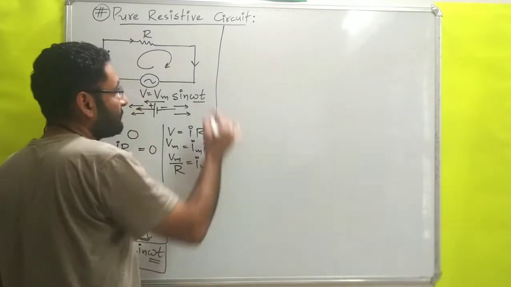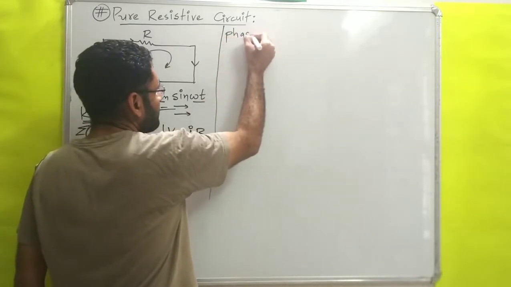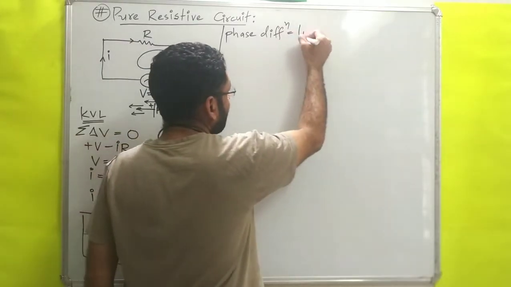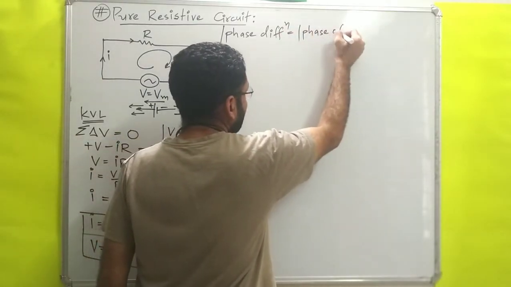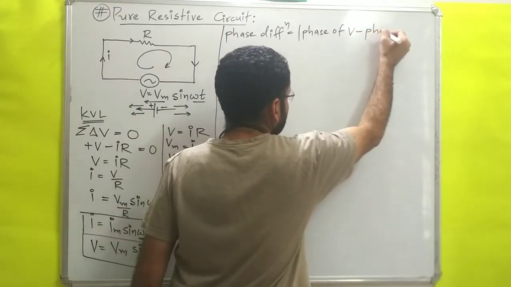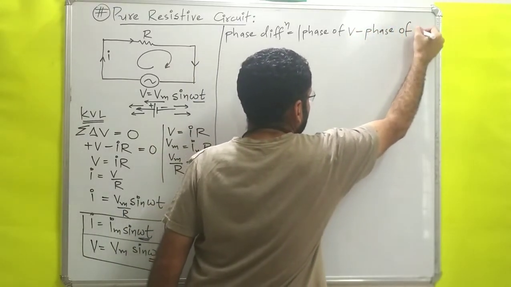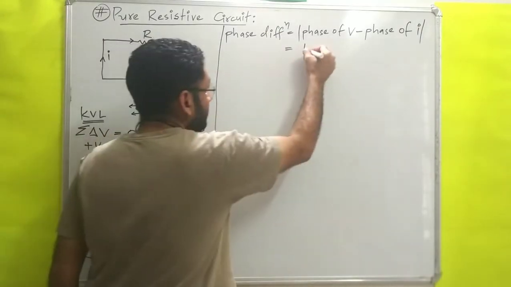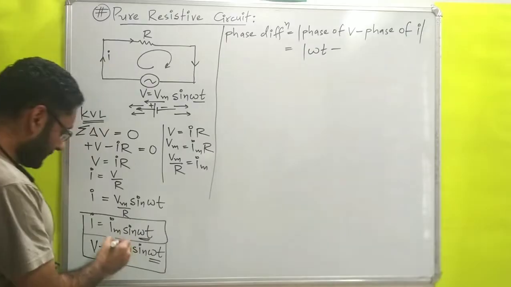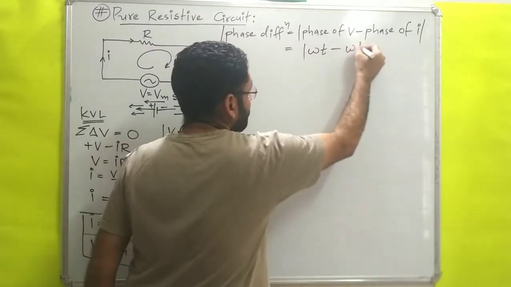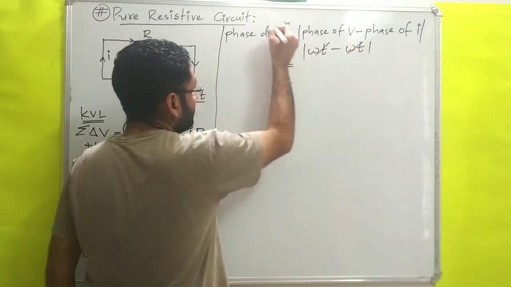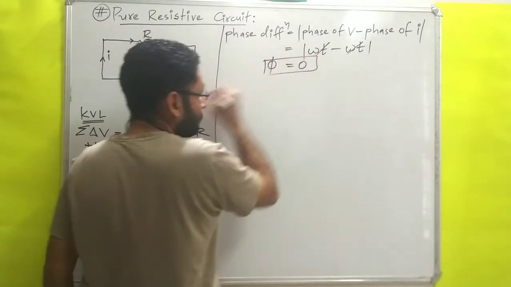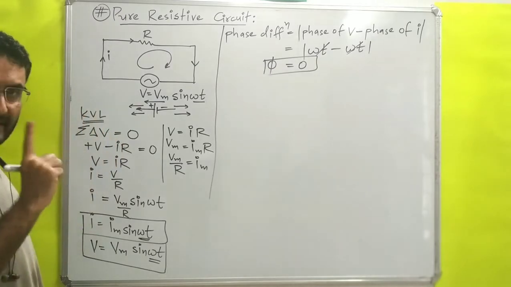Now the phase difference, so I will write phase difference. It is given by the mod of phase of potential minus phase of current. So phase of potential is how much? It is omega t. Minus phase of current is how much? Omega t. So omega t gets cancelled out. So that phase difference, known as phi, equals what? 0.